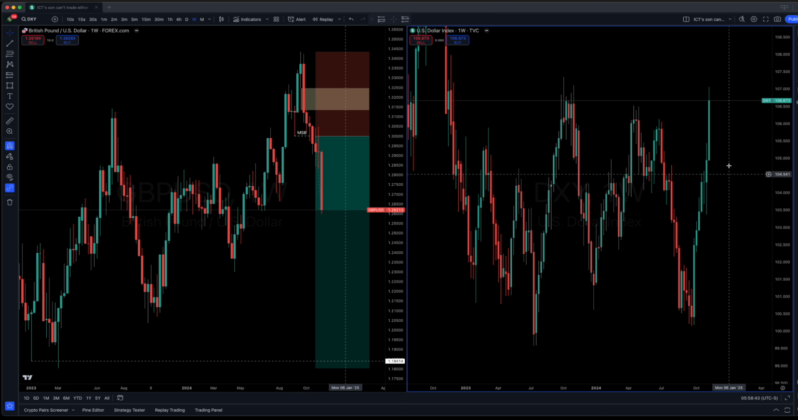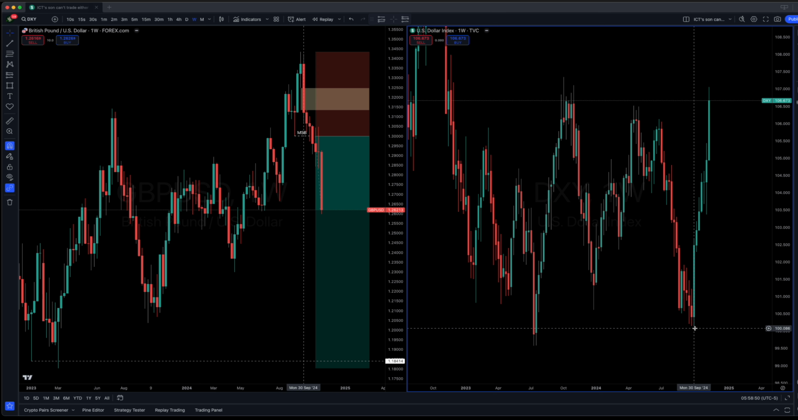Now have a look at this massive pump on the DXY. Okay, what was it due to? There was no real economic news driver. The elections hadn't happened by then. It was still in September. But nonetheless, we had this violent reaction. You could have predicted this move if you understood SMT.